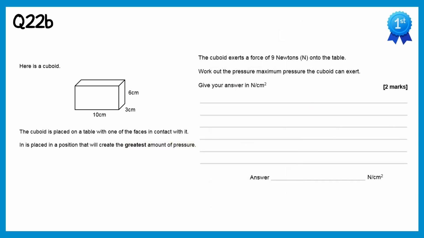We're now going to calculate the pressure. The formula for pressure is force over area. So pressure equals the force which is given in the question, that's 9 newtons, divided by the area. The area of the rectangle from the previous page is 6 times 3, 18. 9 divided by 18 is 0.5.